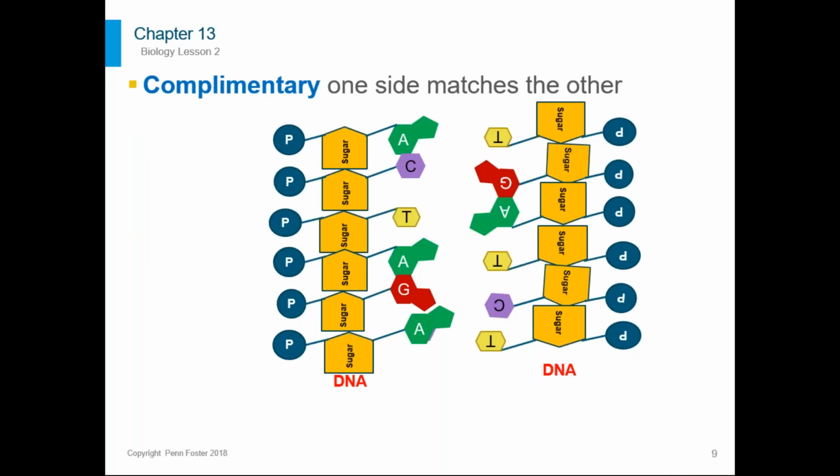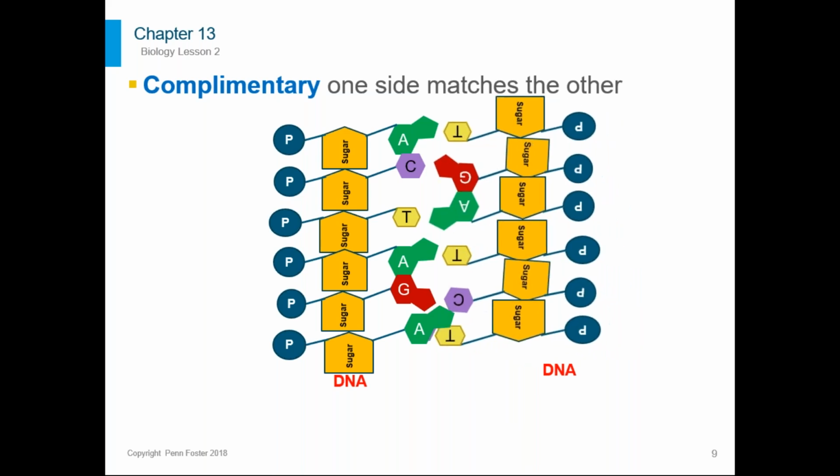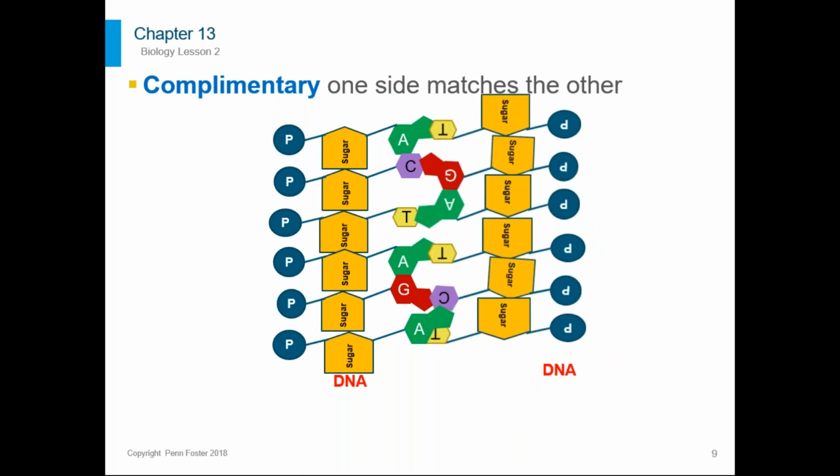Now, in DNA, the two strands of DNA are complementary. The code on one side fits together with the code on the other side using base pairing rules. So remember, with base pairing rules, A bonds to T and T bonds to A, and C and G bond together. So that's how we make sure that both sides are complementary.